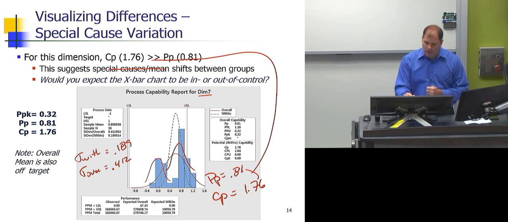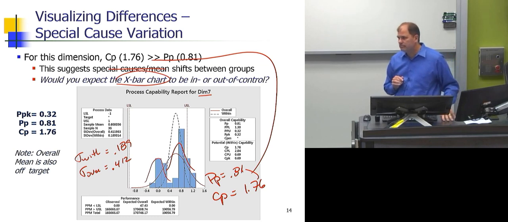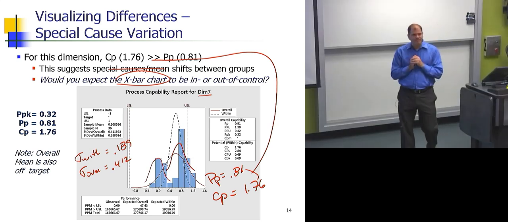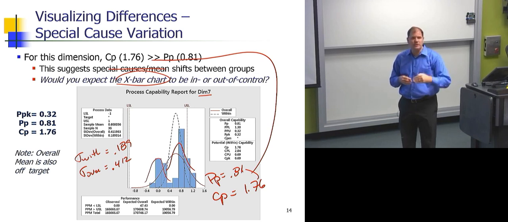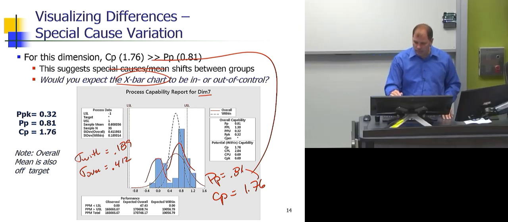If you were to make an X bar chart, would you expect it to be in or out of control? For this example. What do you think? Have special causes. Yes. Out of control. Out of control. Because? Special causes. Special causes is making a mean walk around. That should appear as out of control.